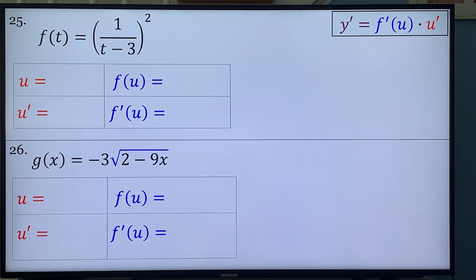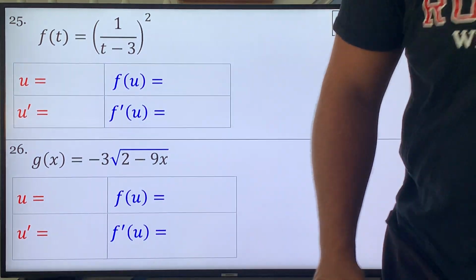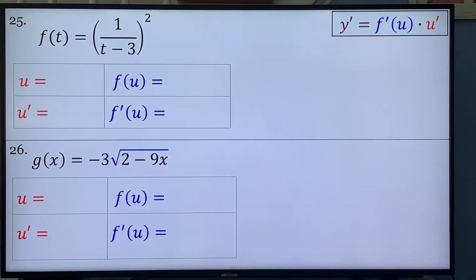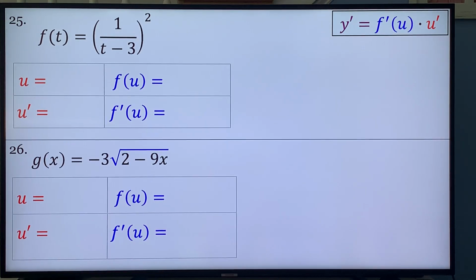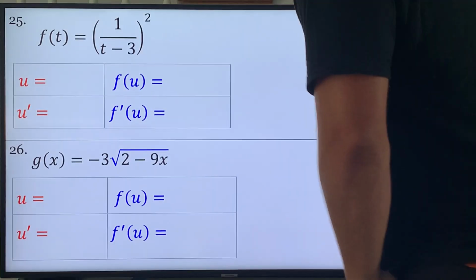All right, let's go to 4, 25, 26. We didn't even get to the hard ones yet, though. We're still in level 1, not level 2. All right, so we're not even halfway through our lesson.